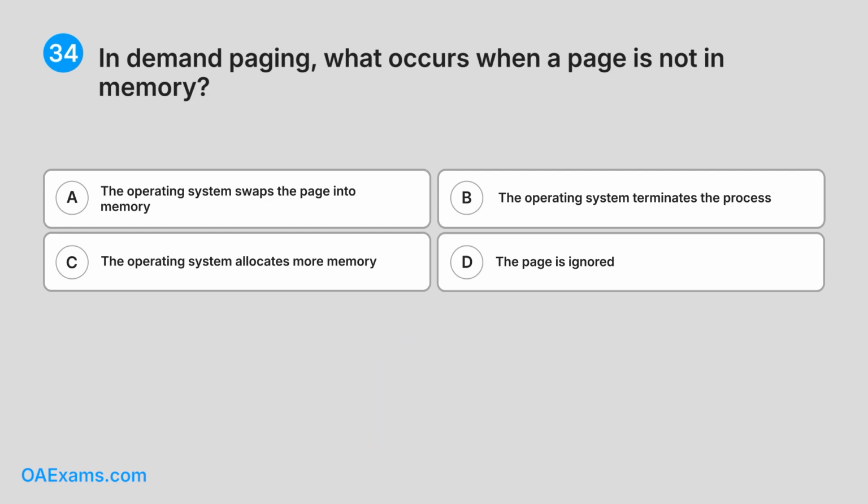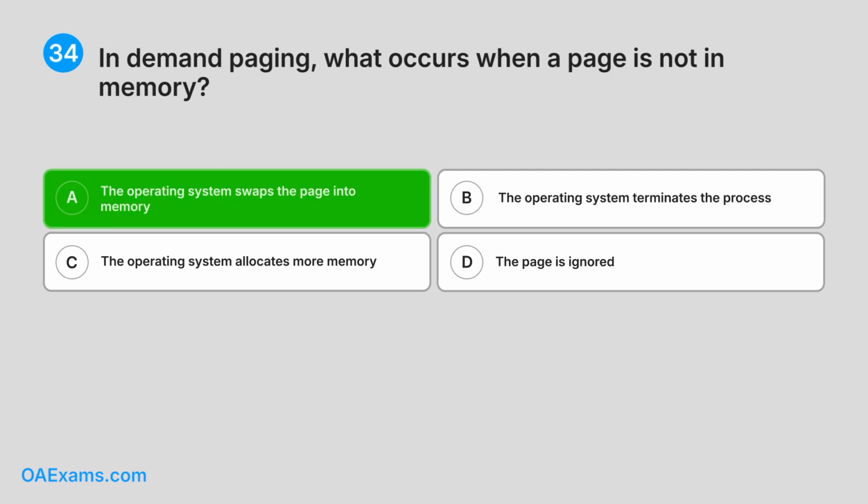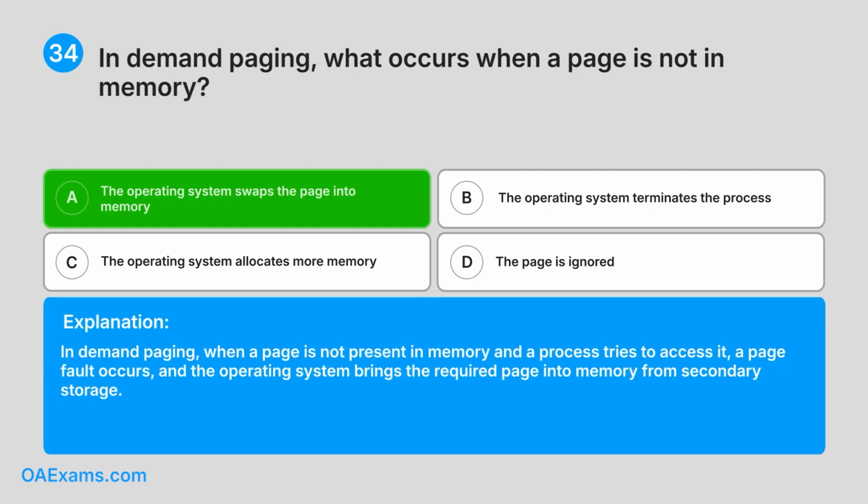Correct answer. A. The operating system swaps the page into memory. Explanation. In demand paging, when a page is not present in memory and a process tries to access it, a page fault occurs, and the operating system brings the required page into memory from secondary storage.